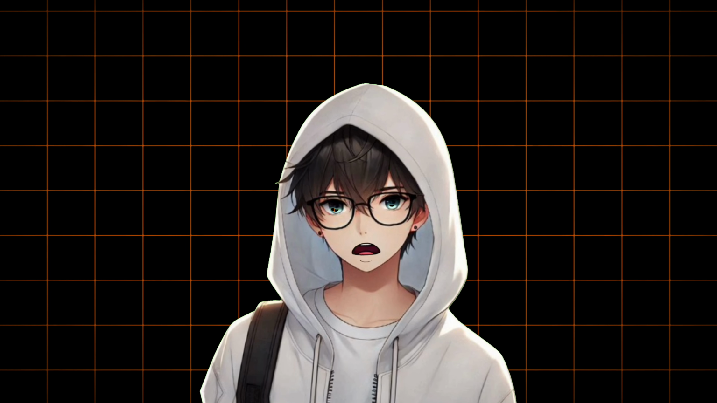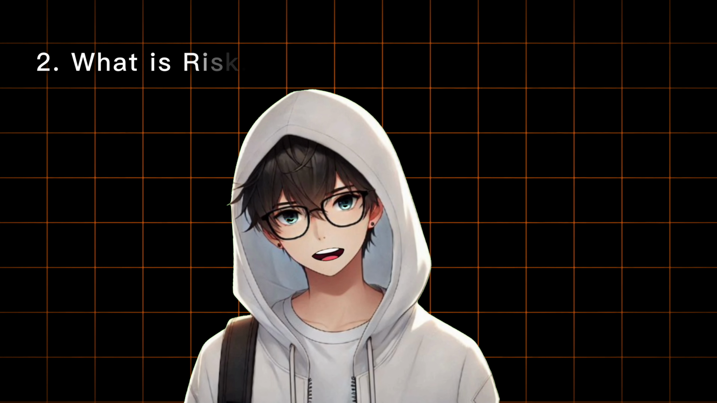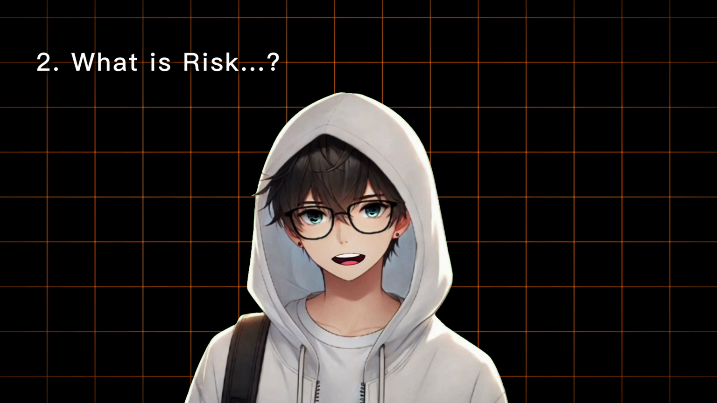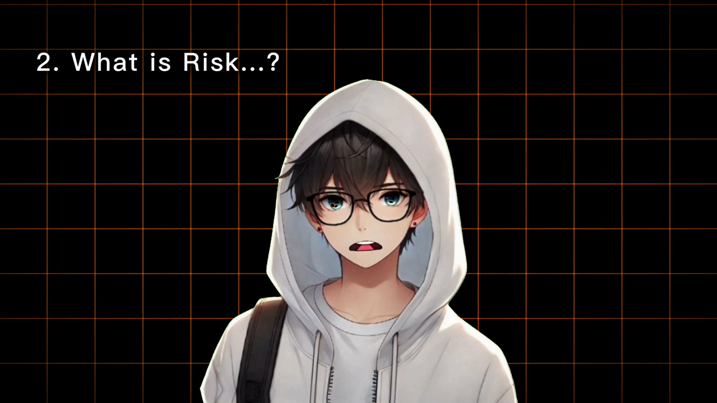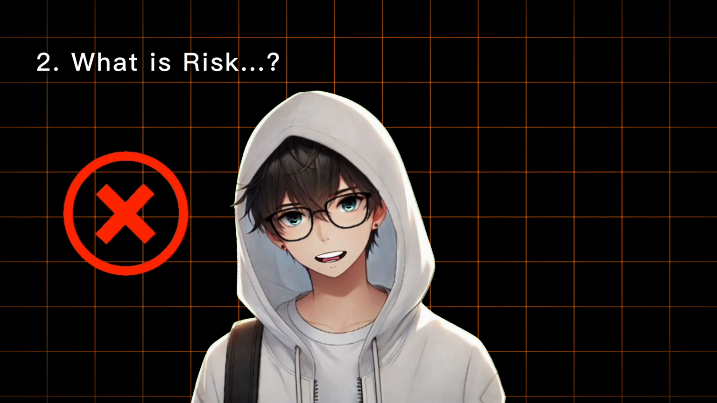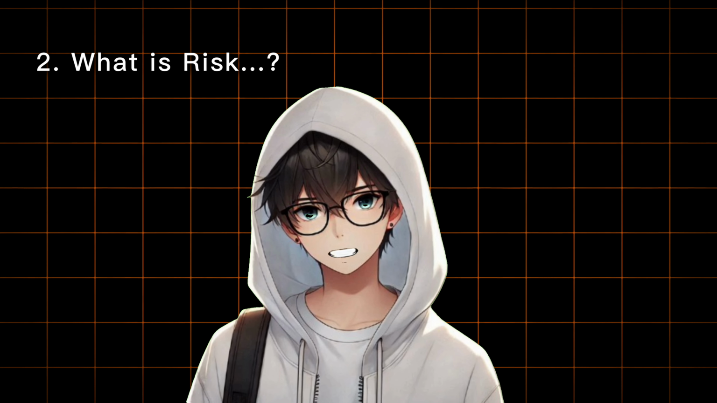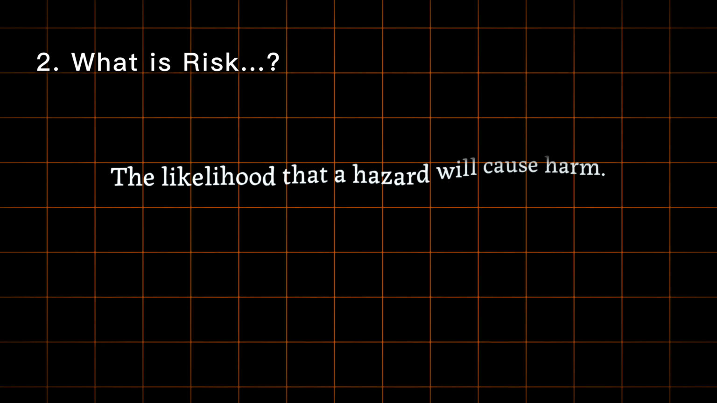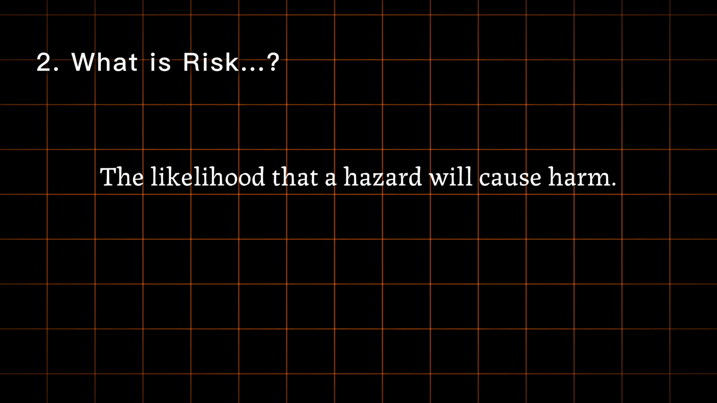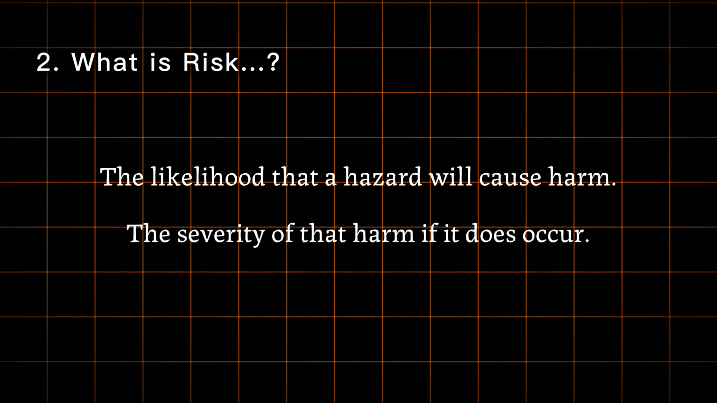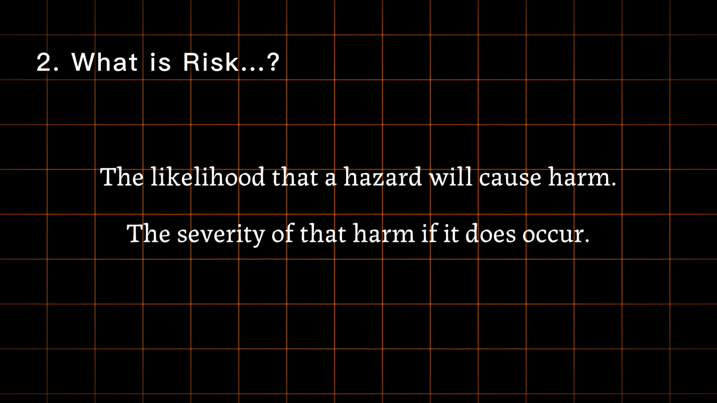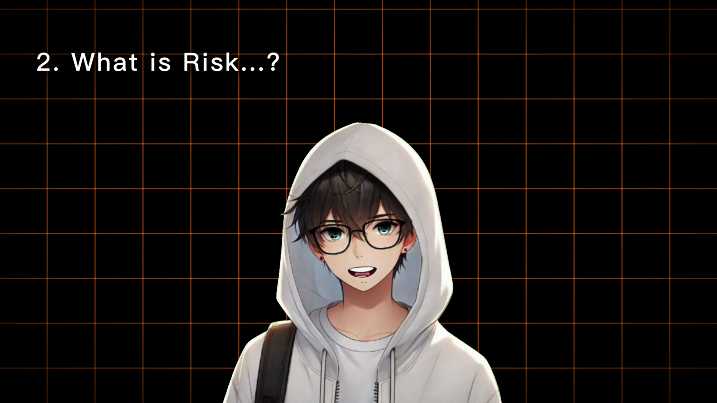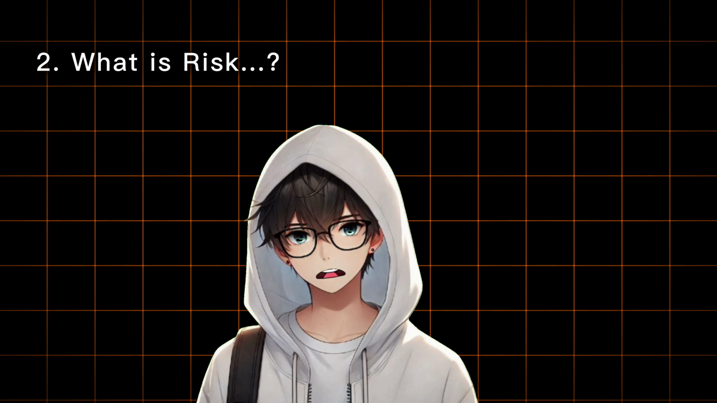Now let's understand what is risk. Risk is often misunderstood because people think it means danger. No, this is completely incorrect. So, what exactly is risk? Risk is the combination of two things. First, the likelihood that a hazard will cause harm. Second, the severity of that harm if it does occur. In simple words, risk tells us how likely an accident is to happen and how serious its consequences could be.